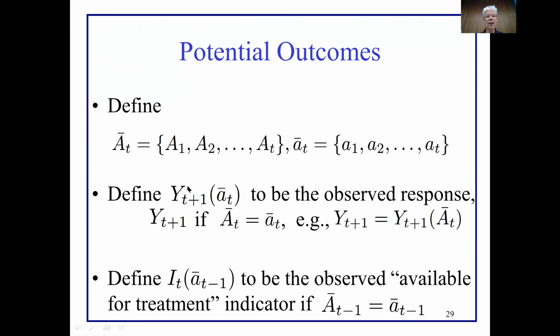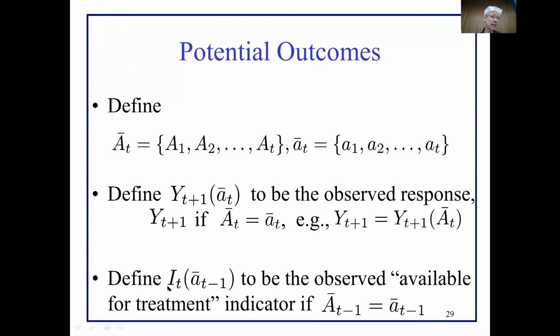I index their outcome by the pattern of treatments that they got in the past. And so my 30-minute step count following decision point T could have been impacted by any of the treatments I got up to that time. I can imagine me having an outcome for every pattern of zeros and ones. And of course, I'll only get to see one of those outcomes.